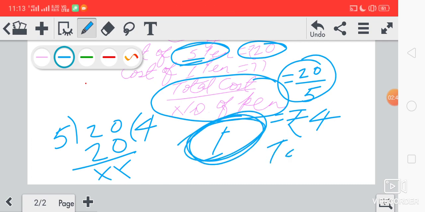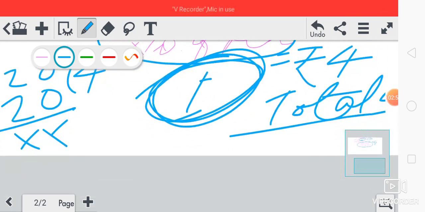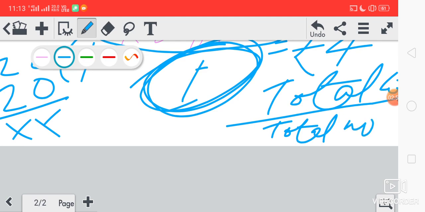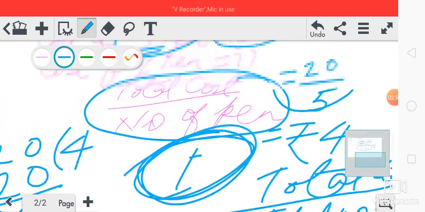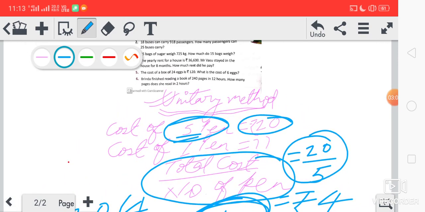So to find, whenever you have to find for one, always divide the total cost, or total quantity, divided by the total number. Okay, total quantity divided by total number, always. Got it? So this way we solve whenever you have to find for one. One more example I'll take.